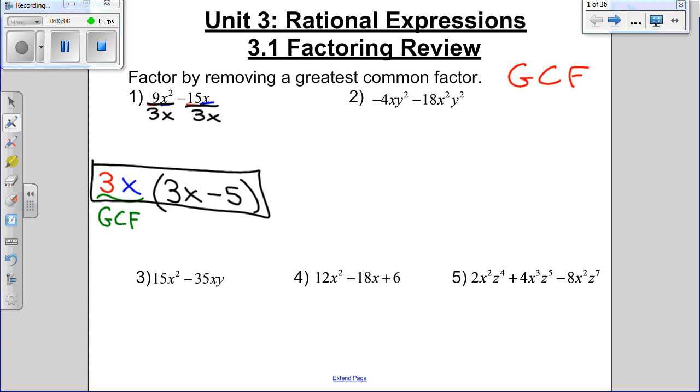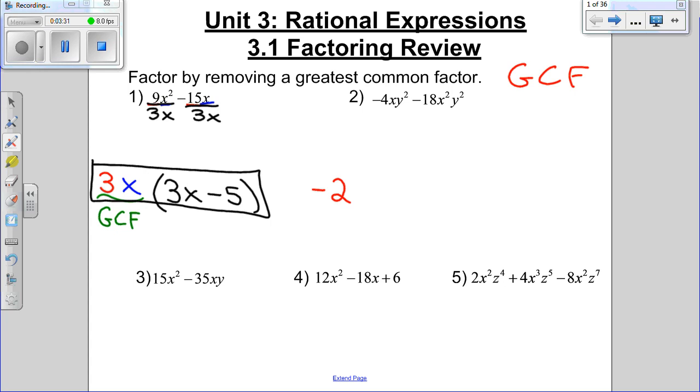Alright, try it again. So we look at that one, we have negative 4xy squared, negative 18x squared y squared. The biggest number that can divide into both of those would be negative 2. Because they're both negatives, I'm going to take a negative out. If only one of them was negative, I'd probably leave it in. But because they both have a negative, I take a negative out of those.